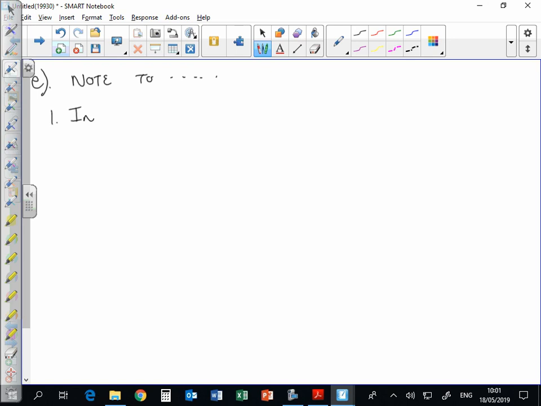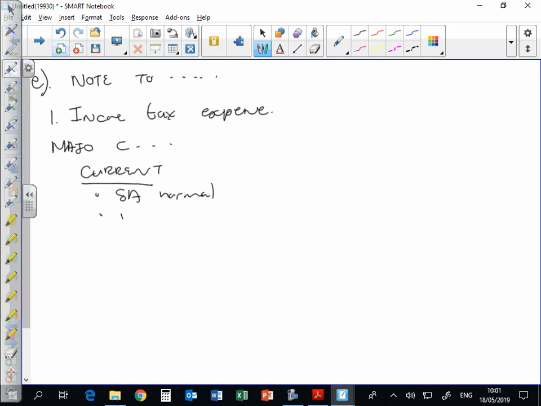We've got our income tax expense. Please don't say note because you've already said it's the notes to the financial statements. Major components of income tax. We've got our current, and our current is made up of SA normal, foreign, and over or under provisions. Then we've got our deferred.